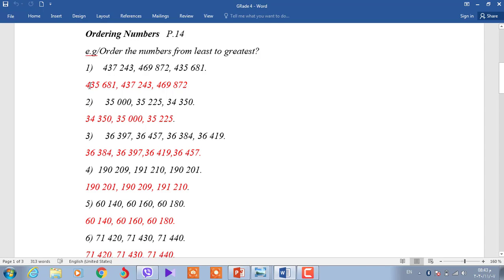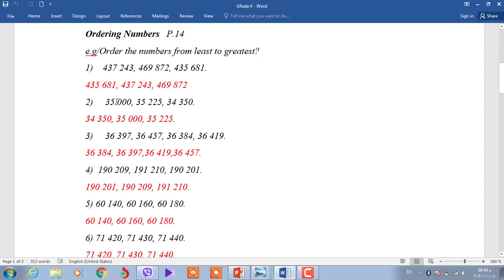We have 435,681 is the least number. After that we have 437,243. After that, which one is greater? 469,872 is the greatest number. And now we are going to solve practice 2 or example 2.